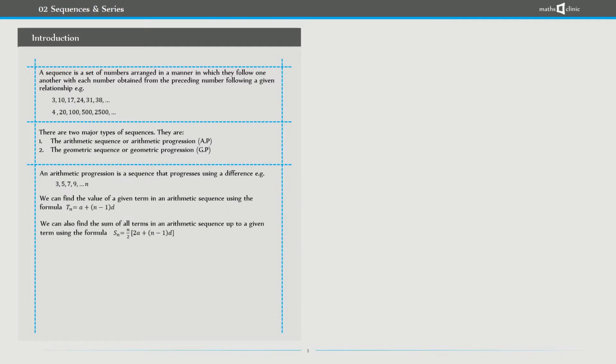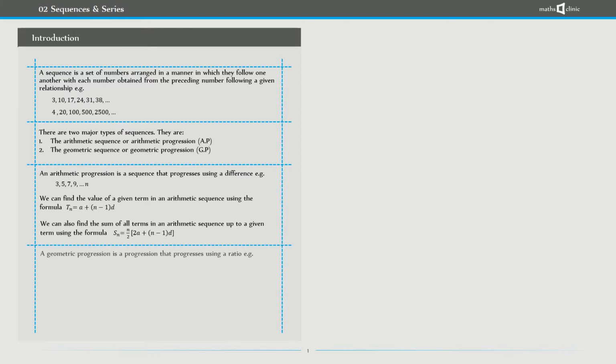We can also find the sum of all the terms in an arithmetic sequence up to a given term using the formula Sn equals n over 2 multiplied by (2a plus (n minus 1)d), okay. And similarly, n is the given term. For example, if I ask you to find the sum of all the terms of an arithmetic sequence up to the 7th term, n would be 7, okay. And a is the first term of the sequence and d is the common difference, okay.